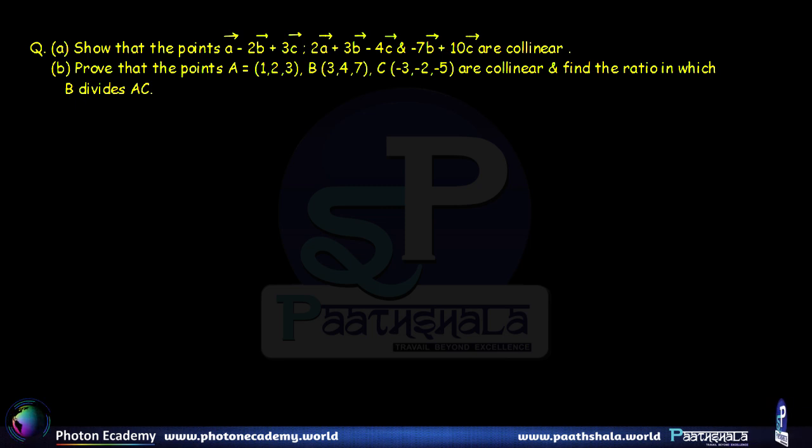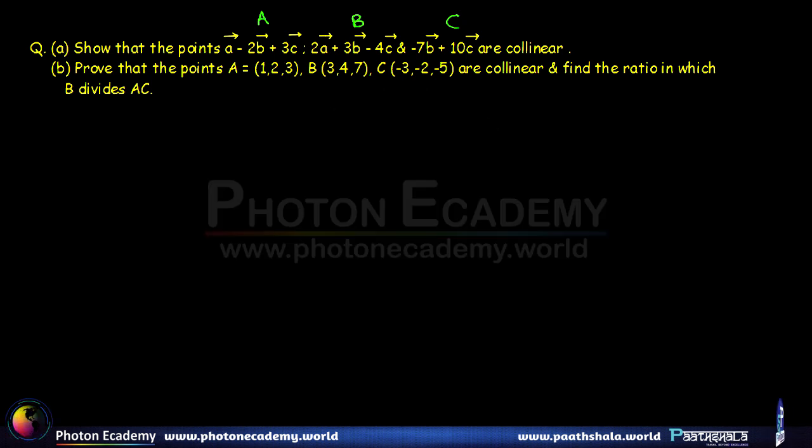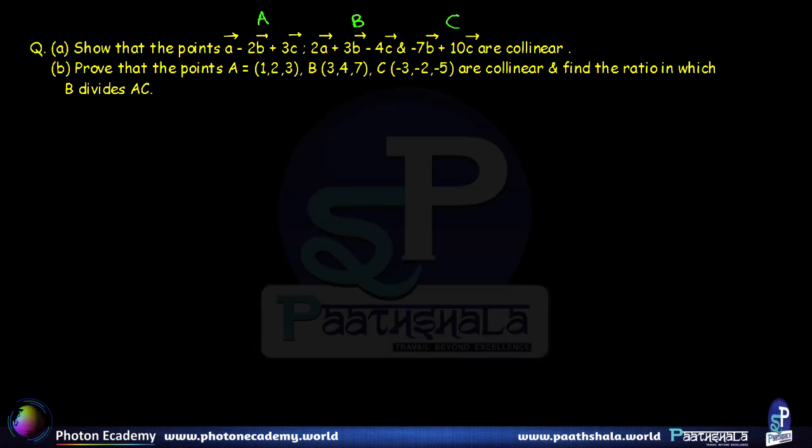So we are supposed to show that the points, suppose let's call this A, let's call this B, and this is C, are collinear. So if we can prove that B divides A and C in some specific ratio, then we can also say that the 3 points are collinear. We just have to find that ratio and we have to prove that it remains consistent.